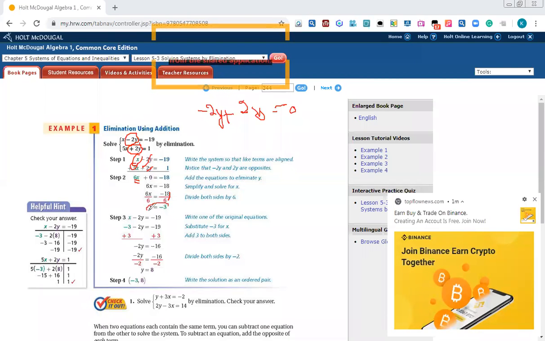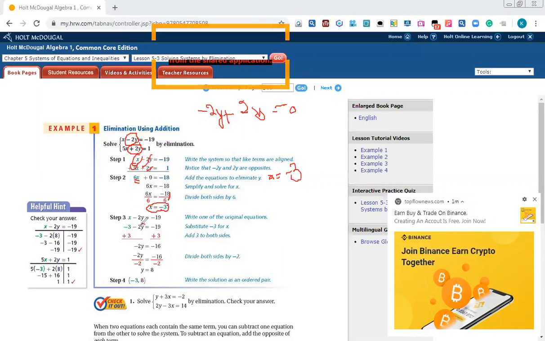Now we found x. So x equals minus 3. Now substitute x in any equation to find y. You can substitute x in the first one or in the second one, it's up to you. You can substitute x equals minus 3 in x minus 2y equals minus 19 or in 5x plus 2y equals 1 to find y. Write one of the original equations and substitute minus 3 for x. So here x minus 2y equals minus 19, so minus 3 minus 2y equals minus 19.